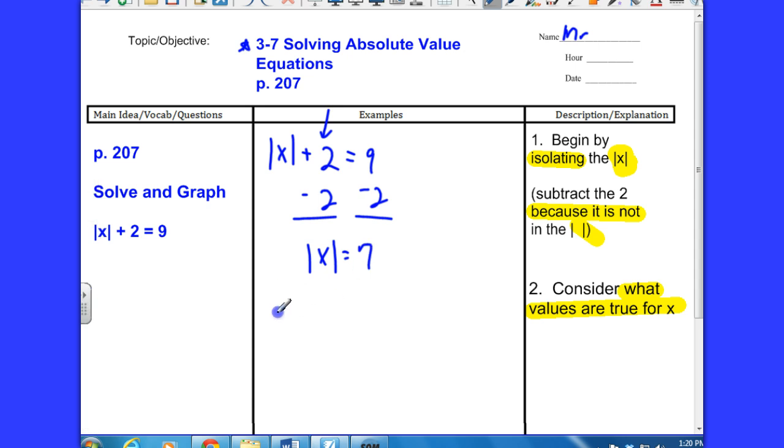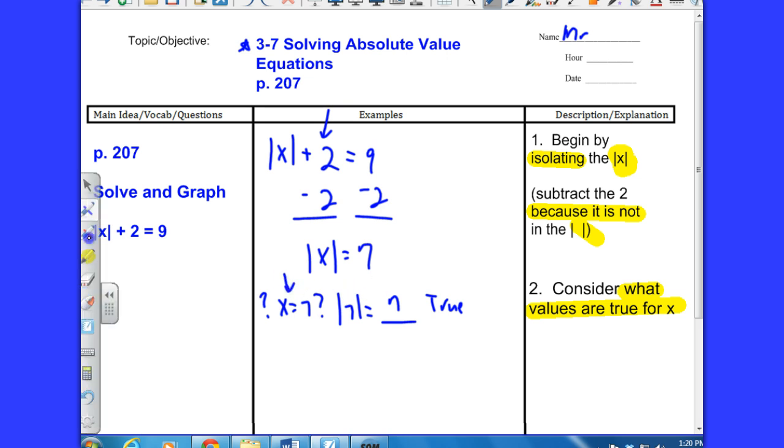All right, as I think about this problem, let's put a question mark here. Could x equal 7 and make that true? Well, let's look at it. If I asked you to solve the absolute value of 7, what would you put here? Hopefully 7, and that's true. So we found one solution, that x could be 7. But is there another one? Is there another way to make it true?